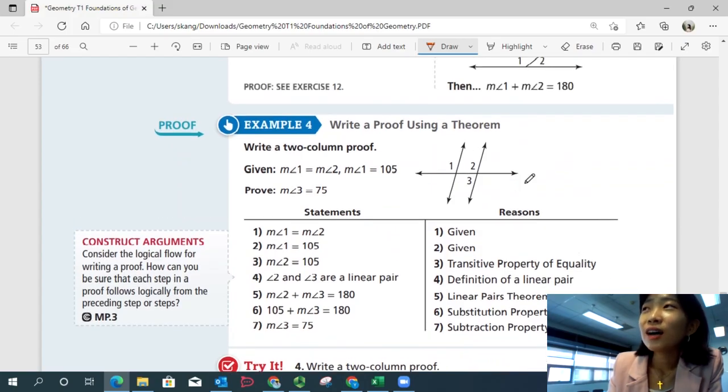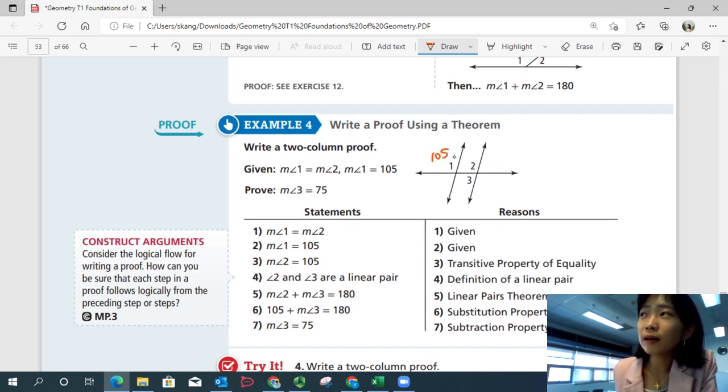Example 4 is a proof of this. So let's write a 2-column proof. Going back to a 2-column proof. Given that measure of angle 1 and 2 are the same, and measure of angle 1 is 105, we're going to prove that measure of angle 3, which is supplementary to angle 2, is 75.